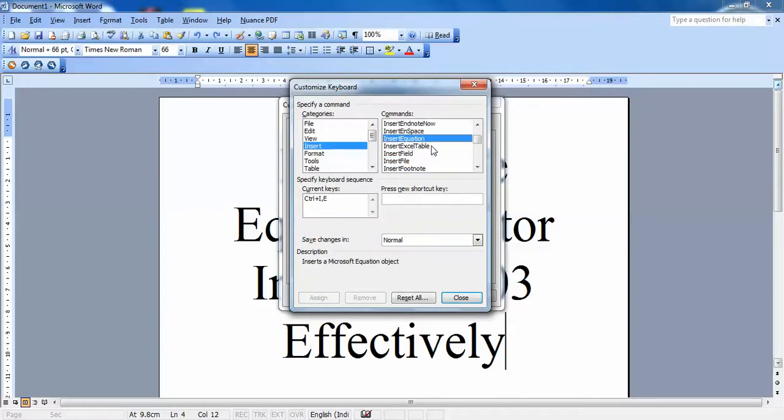Then go for the second one, go to insert symbol. And in insert symbol, you press Ctrl IS. Now what I did was, because insert symbol in abbreviated form gives you IS, so I have taken Ctrl IS. And for the other one, I have taken Ctrl IE, that is insert equations. Now we shall close it.